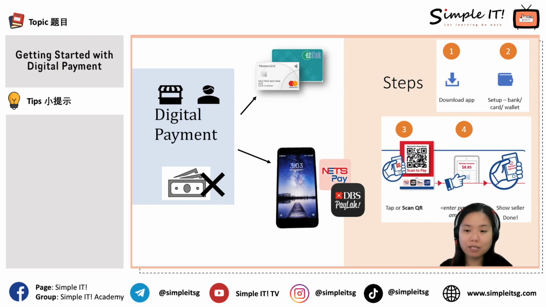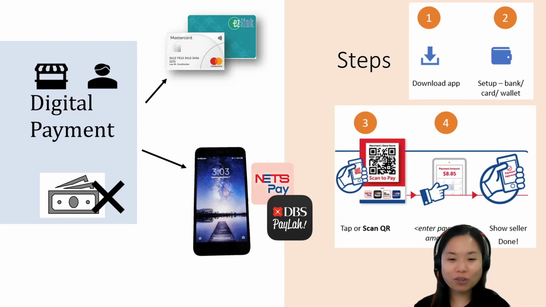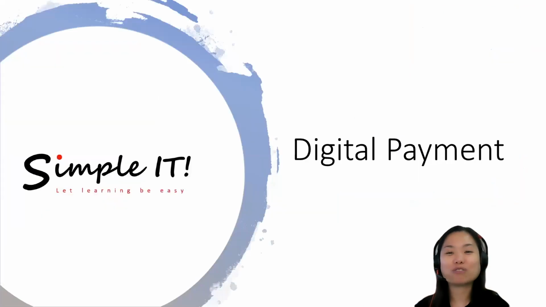So for step 3 and step 4, once you have done step 1 and step 2, you just need to use your handphone and scan the QR code, and then if they ask you to key in the amount you need to pay, you just press it, and once you're done, just show to the seller. Yep, and that's all. Only 4 simple steps. So hope this video is useful for you.